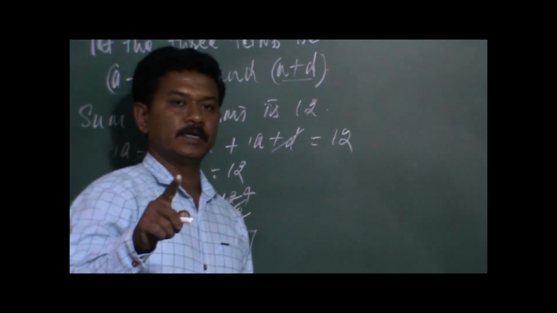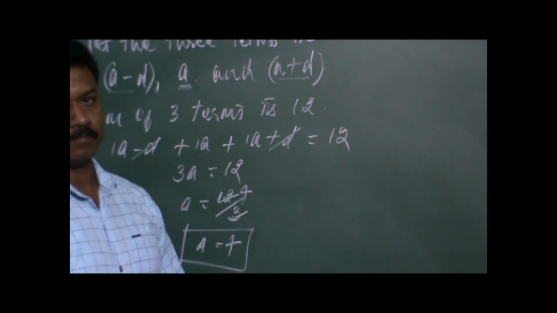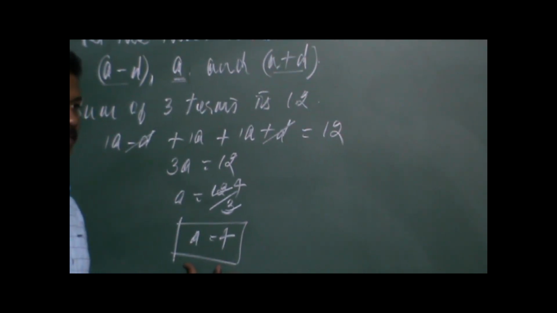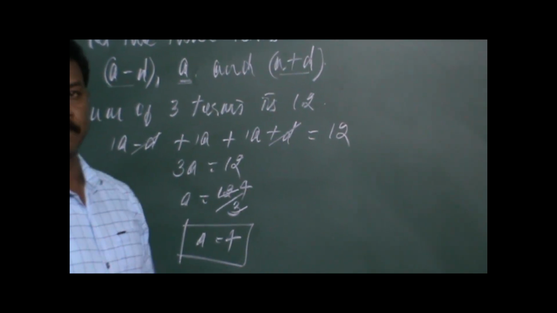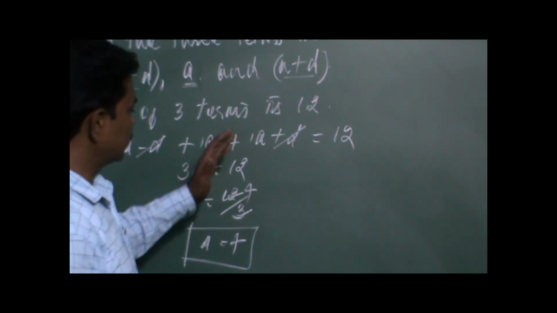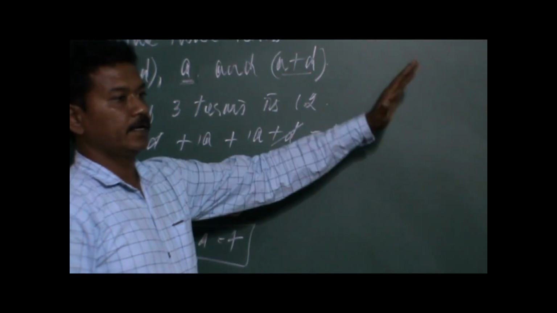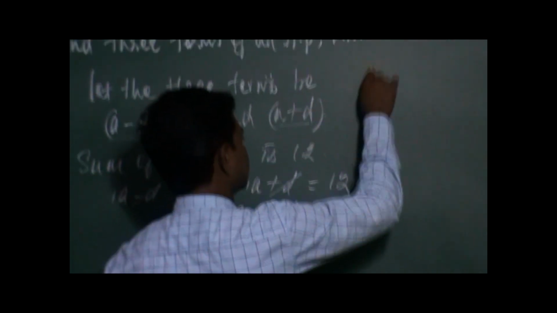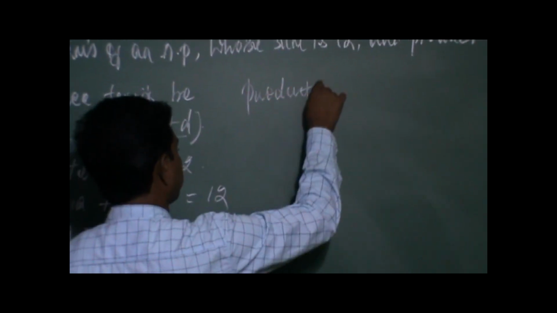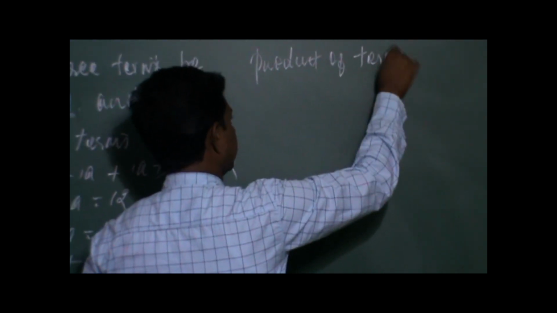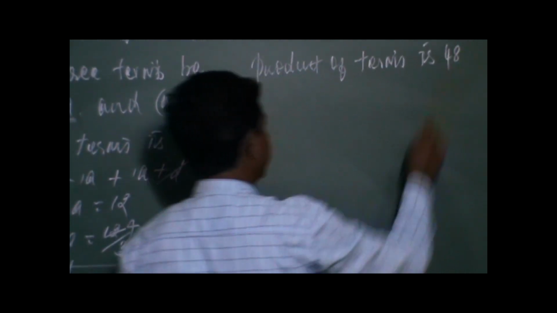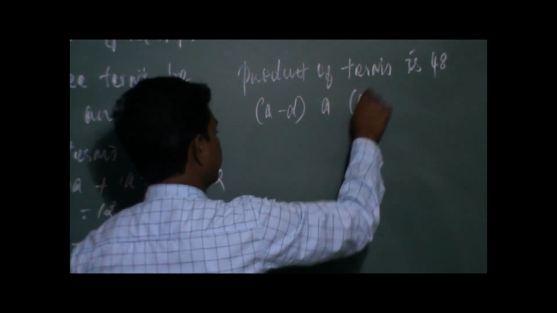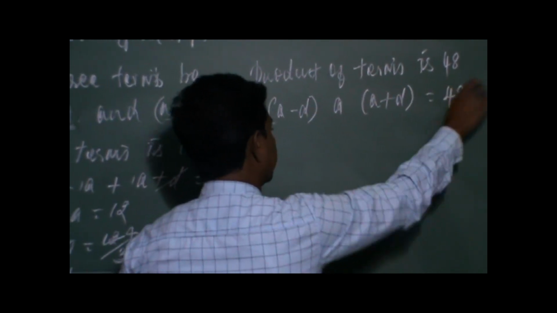So in order to find any term in an AP, we know that we need the first term and the common difference. Now we have already got the first term. The next step is to find the common difference. In order to find the common difference, we have to take the help of the product of the three terms, which is 48. So product of terms is 48. So let us go with this. A minus d into a plus d is equal to 48.